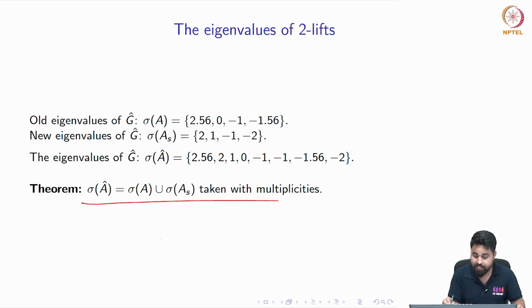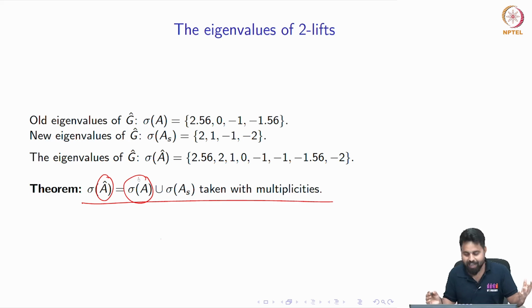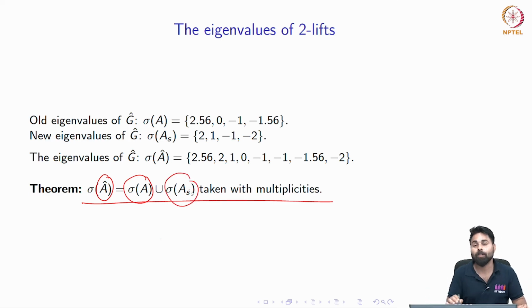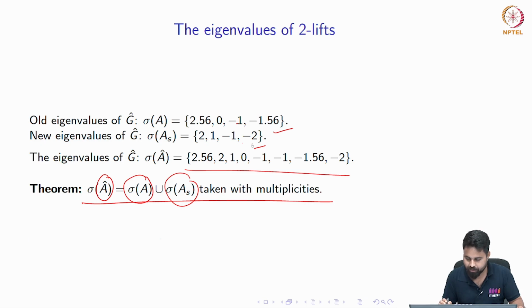So the theorem is that the spectrum of any two lift is the union of the spectrum of your original graph and the spectrum of the signed adjacency matrix, taken with multiplicities. For example, here these will be the eigenvalues. Remember -1 is repeating here, so we have to keep both. Very good.